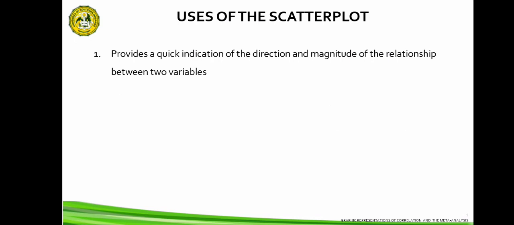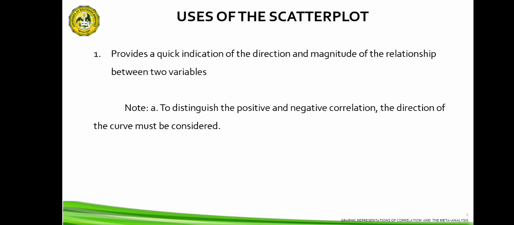As we can notice here, we have two keywords, the direction and magnitude. Since it is a graphic representation, we can easily see the direction of the data points in the graph. So what will the direction of those data points help us? It should be noted that this can be used to distinguish the positive and negative correlation.